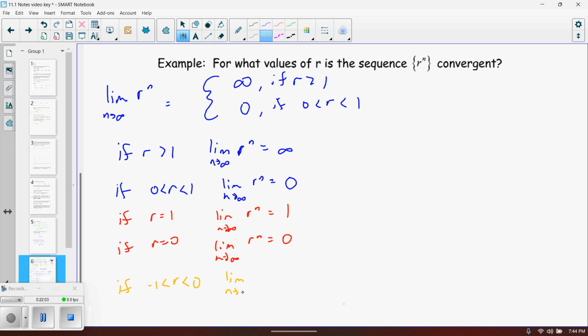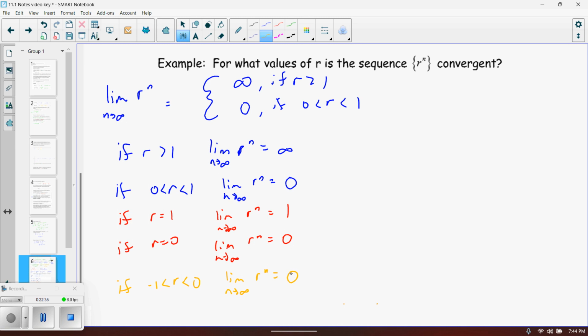So if r is in between -1 and 0, the limit as n goes to infinity, let's think about that. Let's just take an example like -1/2. If I take -1/2 and I keep multiplying it by itself, it's going to alternate in sign. It's going to go -1/2, +1/4, -1/8, +1/16. But the values are going to continue to get closer and closer to 0, even though they are going to bounce back and forth between positive and negative values. So if this is the case, it's still going to approach 0.